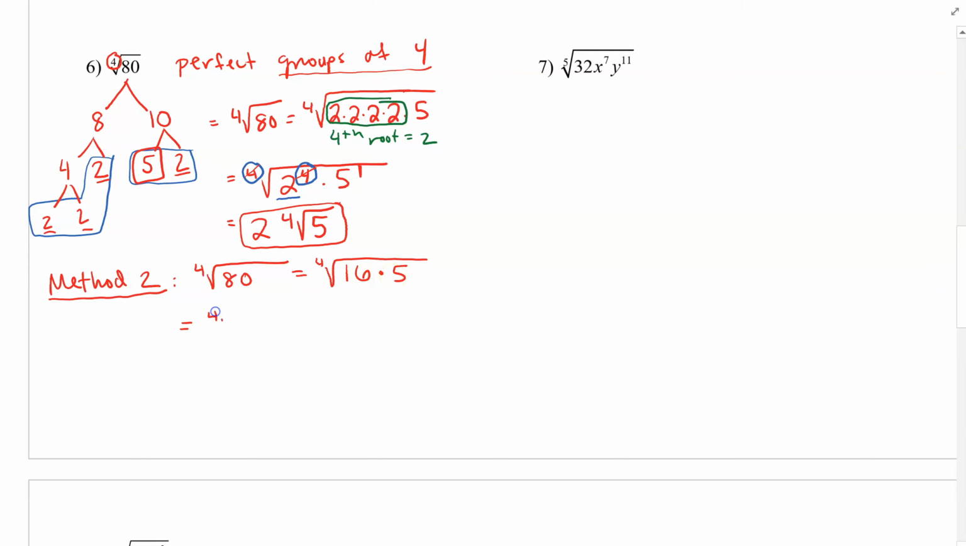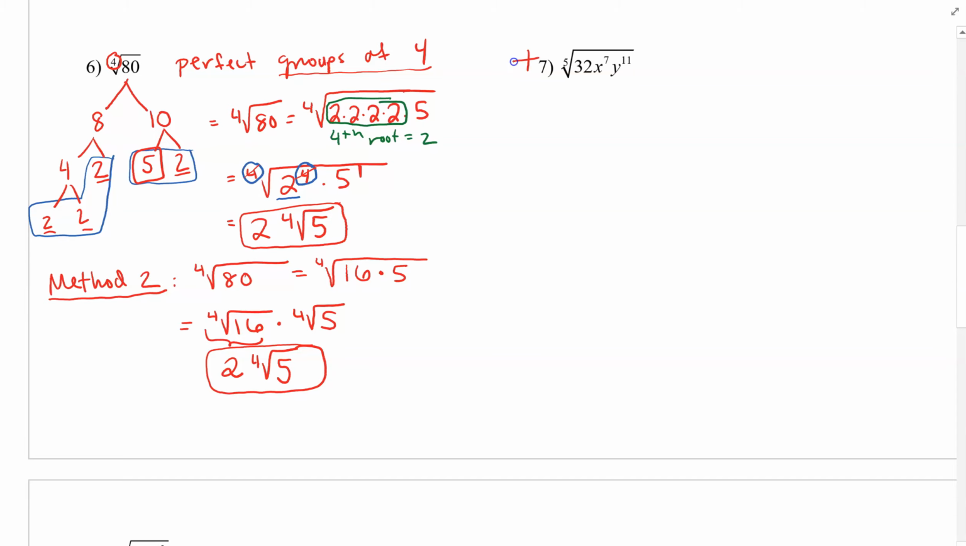And 16 is a perfect fourth root. And so we could think of this as the fourth root of 16 being multiplied to the fourth root of 5. And we know the fourth root of 16 to be 2 because we know that 2 times 2 times 2 times 2 is 16. So then that is 2, and I'm multiplying it to the fourth root of 5, which is not a perfect fourth root, so I just leave it as the fourth root of 5. And there is my answer. So you see the answer is the same regardless of which method you use. It's just kind of a different way of thinking about it.